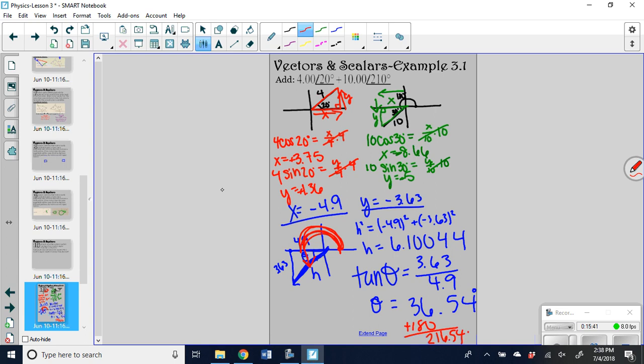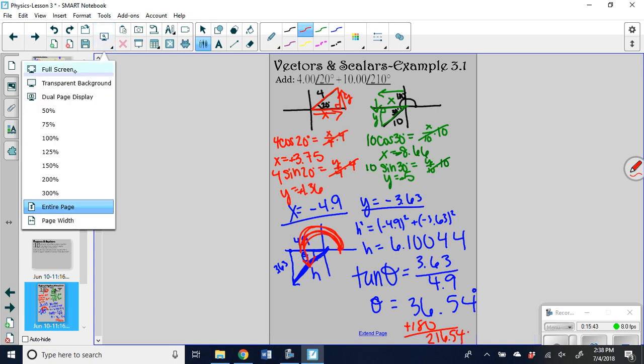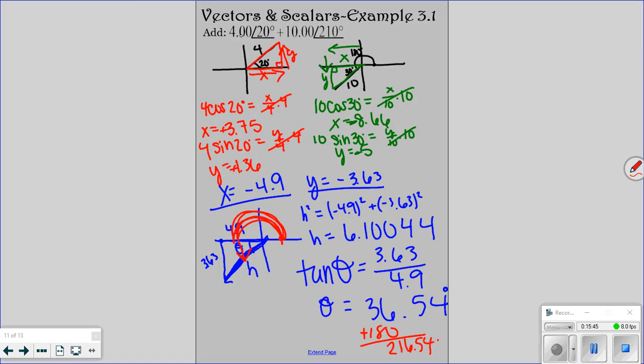And so now we write our answer as a vector. So we need to go back and look at our original problem. It said 4.00, that is 3 significant figures, and 10.00, that is 4. So the fewer number is 3. So we're going to have 3 sig figs. So 6.10.